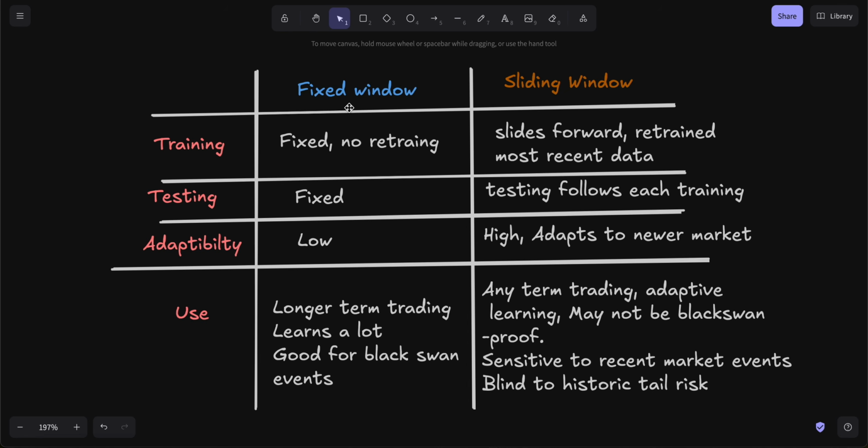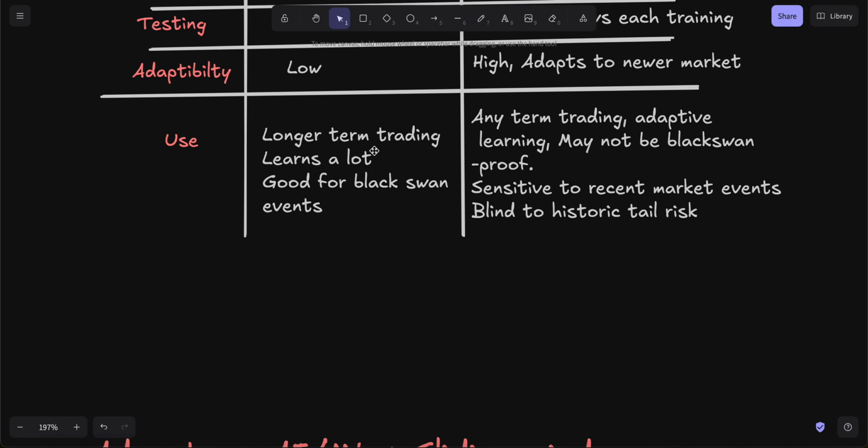So the use case for sliding window is any term trading. It can be short term trading, it can be slightly longer term trading, but preferably a slightly shorter term window. It's got adaptive learning, and it's not black swan proof. It's sensitive to recent market events. So whatever happens recently, like I said about the tariffs, it is sensitive to that, and it will give good results for that. But it is blind to historical tail risks. So that is one of the disadvantages of the sliding window.